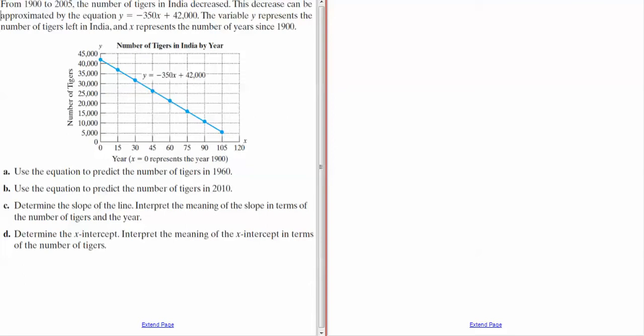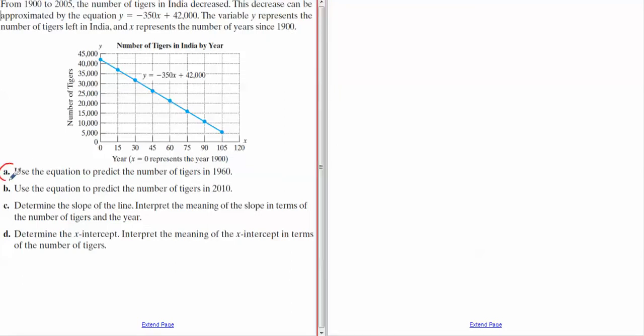All right. So here's my interpretation. So here's just some information about what we got. On the left, I'm going to go through what we should read on the very top left. From 1900 to 2005, the number of tigers in India decreased. The decrease can be approximated by the equation y equals negative 350x plus 42,000. So there's a linear equation in two variables. The variable y represents the number of tigers in India, and x represents the number of years since 1900. So that's going to be important, since 1900. We've defined our data based on since 1900.